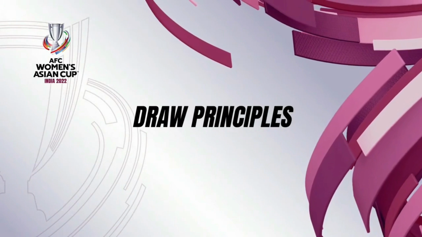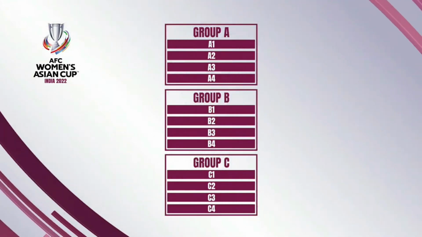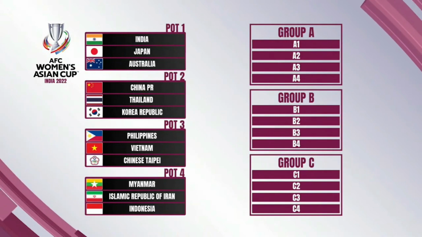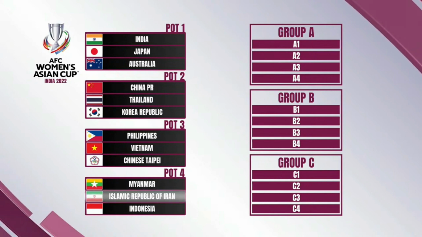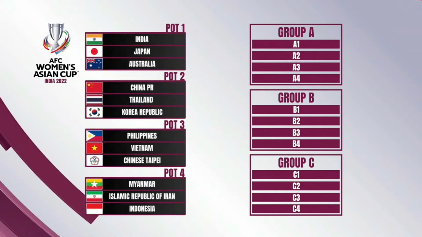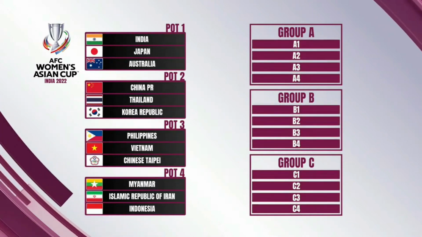Draw principles. India, as the host, has been seeded number 1 and will be placed in A1 during the draw. There will be 4 pots: Pot 1, Pot 2, Pot 3 and Pot 4. Pot number represents the position that the teams shall be placed in the group. Teams from Pot 4, Pot 3, Pot 2 and Pot 1 shall be placed in position 4, 3, 2 and 1 respectively in each group.